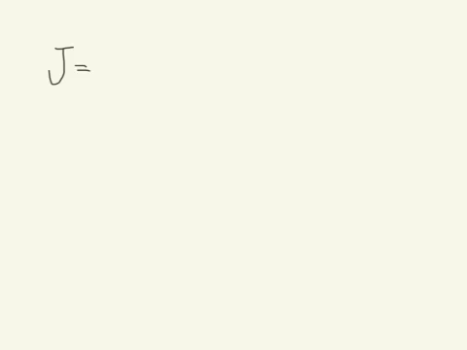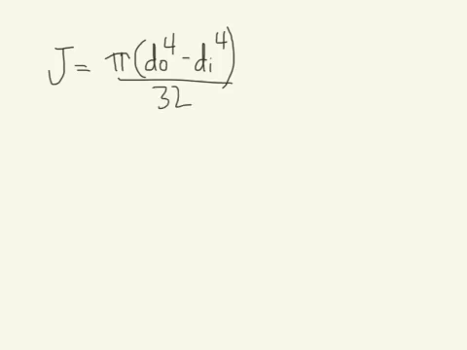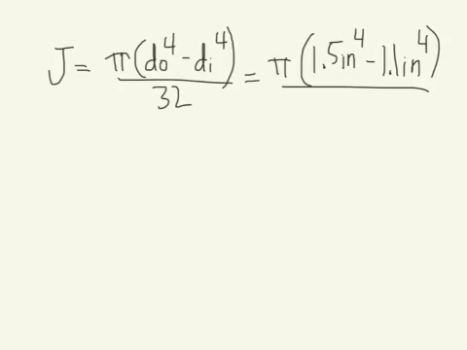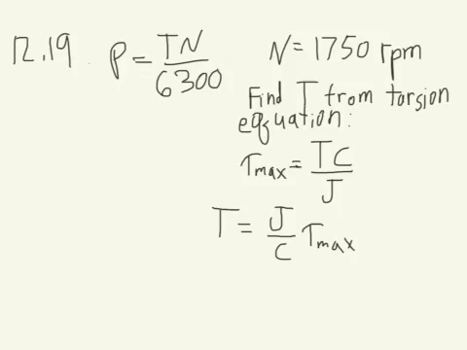We've seen how J is pi times the outer diameter to the fourth, minus the inner diameter to the fourth, and that's all over 32. Our outer diameter is given as 1.5 inches to the fourth. And our inner diameter is given as 1.1 inches, and we're going to bring that all to the fourth also. So we got J, let's see what else we need to find.